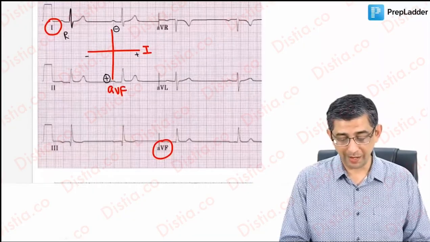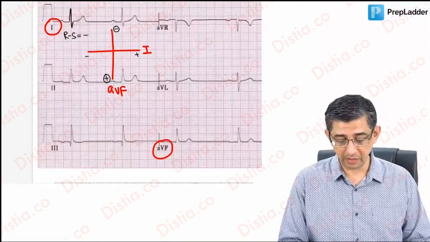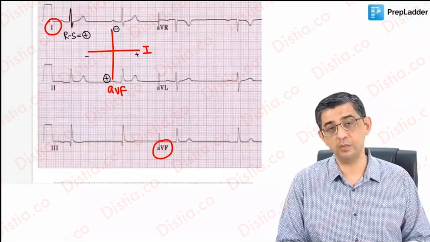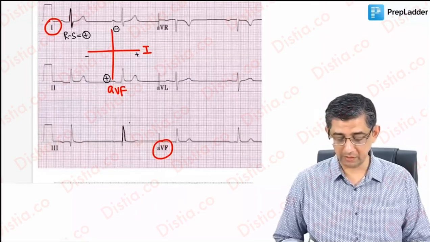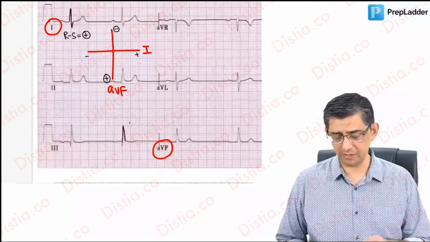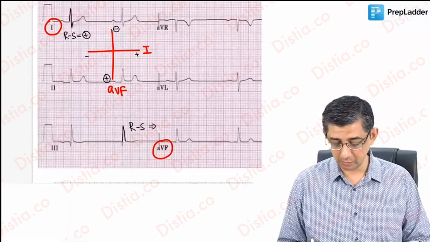I don't need to count the actual number of squares. You can actually notice here the fact that the height of the R is more than that of the S, so the vector will be positive. If you look at AVF again, you will notice that the height of the R is much more than the depth of the S. In fact, S is almost non-existent. So what I can see is the vector is positive for both of them.